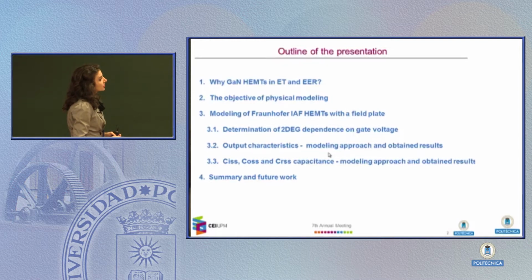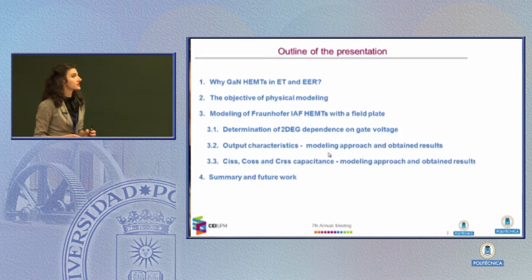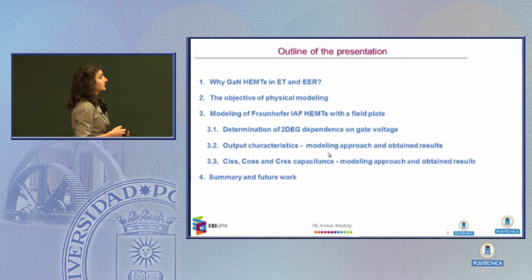Further, we go to the main part of the presentation, which is the obtained model for gallium nitride HEMT with a field plate, so-called field plate structure, that was designed and manufactured in Fraunhofer Institute in Germany. So in this part, we have, let's say, 3 key points.